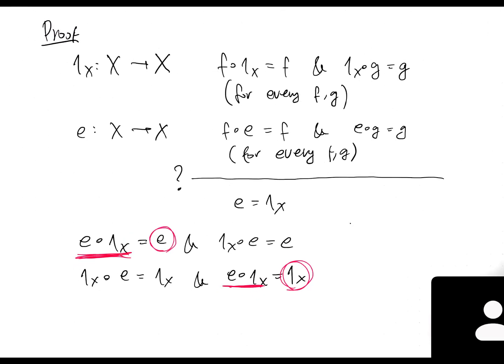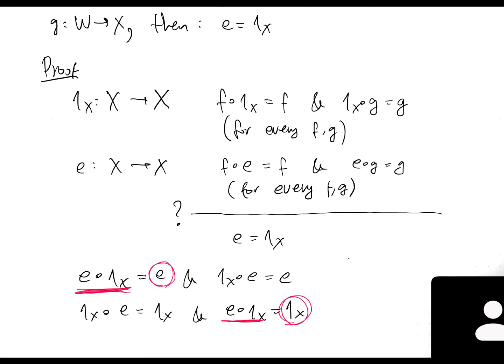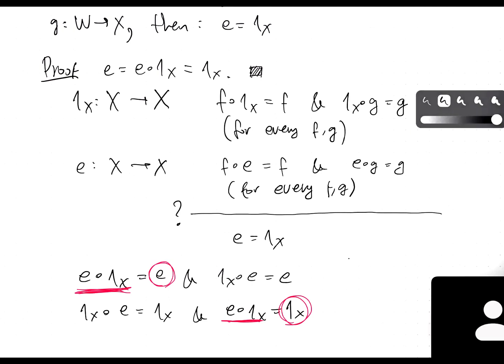So my proof is basically a single line. E equals e composed with identity x by this rule. And then that further equals identity x by this one. Any questions on this proof? So this was our rough work.